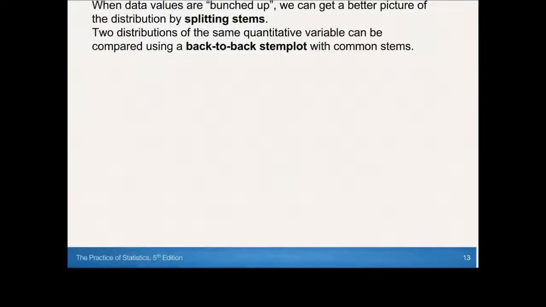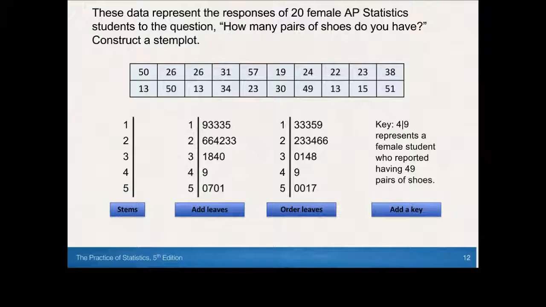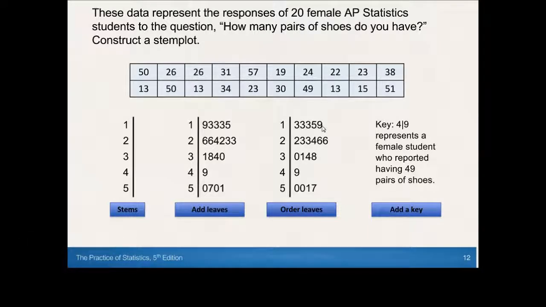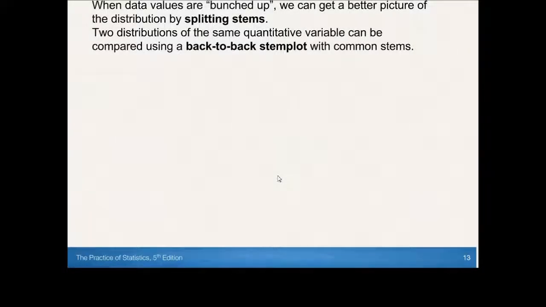Okay, so when data values are bunched up, we get a better picture of the distribution by splitting the stems. So in this it kind of looks like a bar graph if you look at it sideways, right? We've got that many going up there, that many there, and so on. But when we have a lot of data, then we split the stems. We can also look at more than one distribution by doing a back-to-back stem plot.